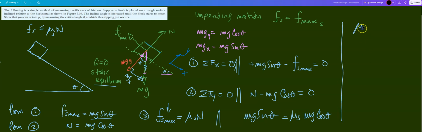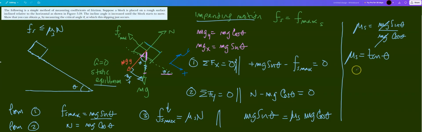That means my coefficient is mg sine theta over mg cosine of theta. So mg cancels, and the coefficient is equal to the tangent of the angle. So in this experiment, all you have to do is measure the angle at which you have impending motion, and that gives you your static coefficient, which is just a number with no units, the tangent of theta, a ratio.